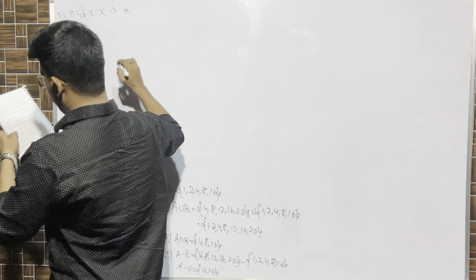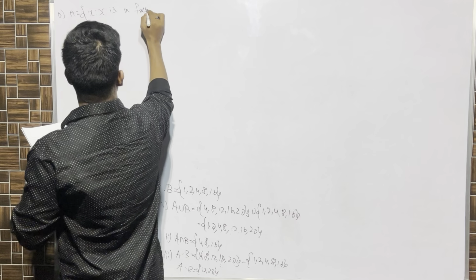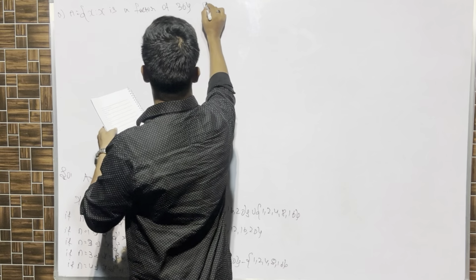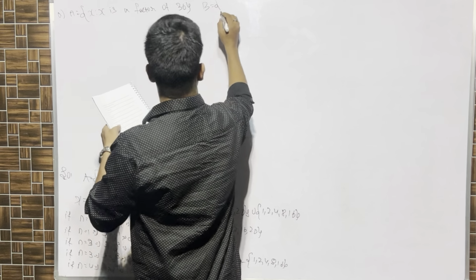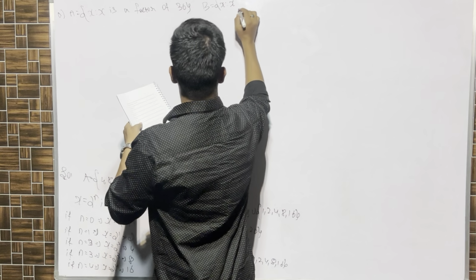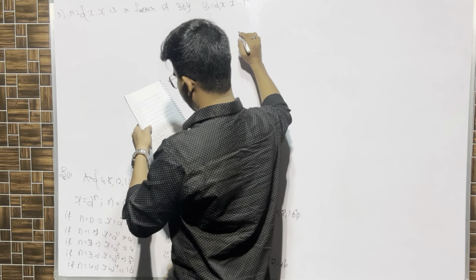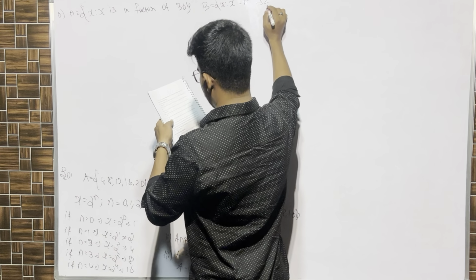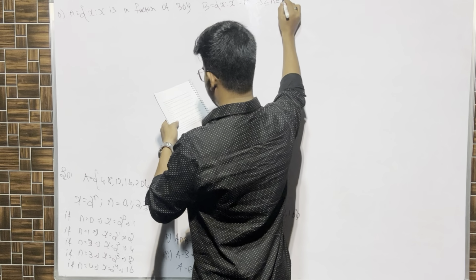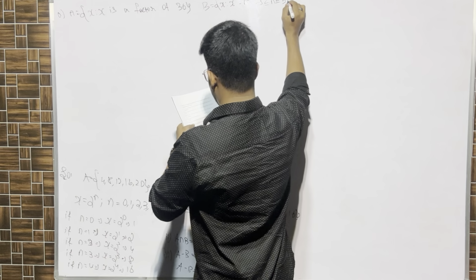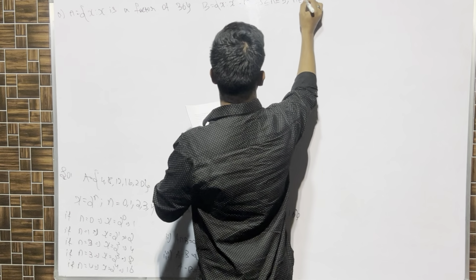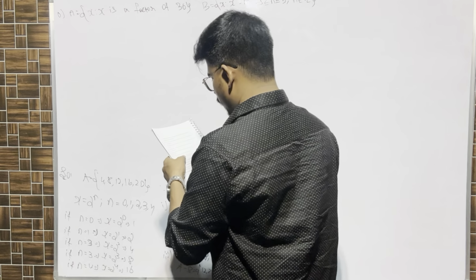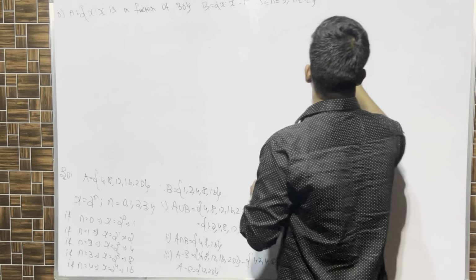X is a factor of 36 and B is a set wherein x is a variable such that x is equal to n square, minus 5 less than or equal to n less than or equal to plus 5, and n belongs to Z. We have to find again union, intersection and A minus B.